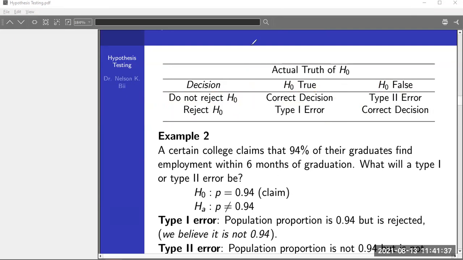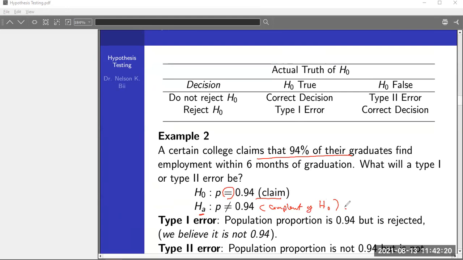Okay. So what's the claim? The claim is that 94% of their graduates find employment within 6 months. So it contains the equality sign, 94%. We are not told at most, at least, greater than, or less than. So we take that to be the claim. Then the alternative hypothesis will be that the proportion is not equal to 0.94. It can be less or it can be more. So we are simply writing the complement of H naught. So this is the complement of the null hypothesis.